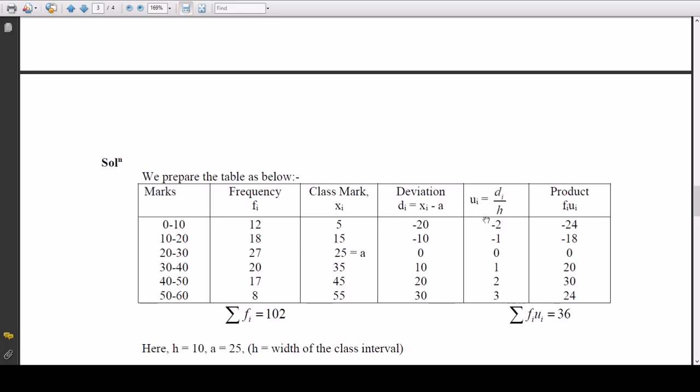Now 20 divided by 10... 10 divided by 10 is minus 1, 0 divided by 10 is 0, 10 divided by 10 is 1, 20 divided by 10 is 2, 30 divided by 10 is 3. Now finding the product of fi ui. 12 multiply 2 minus 2 is minus 4. 18 minus 1 is minus 18. 27 multiply 0 is 0. 20 multiply 1 is 20. 17 multiply 2 is 34, isn't it? 8 multiply 3 is 24.